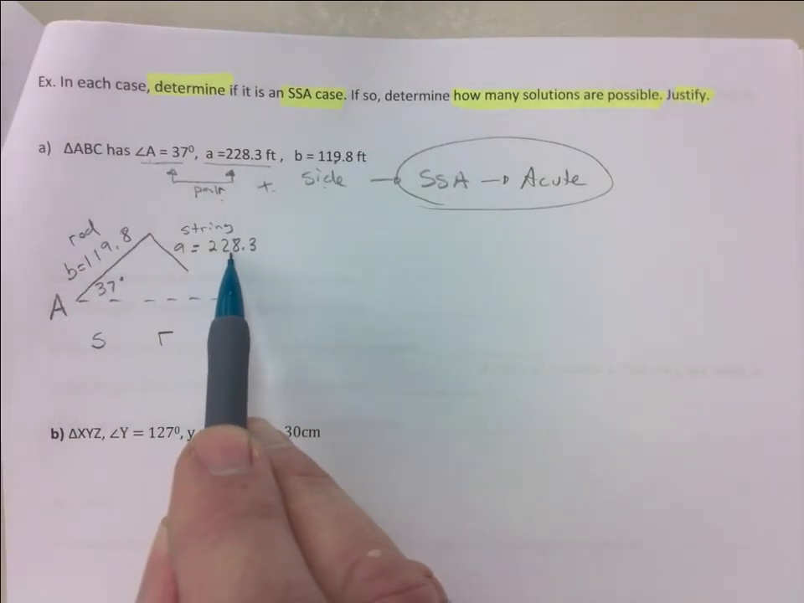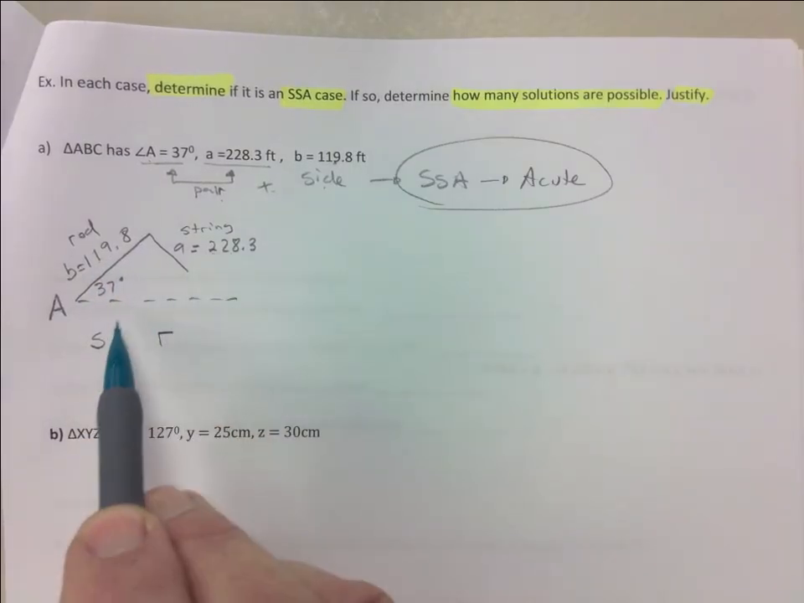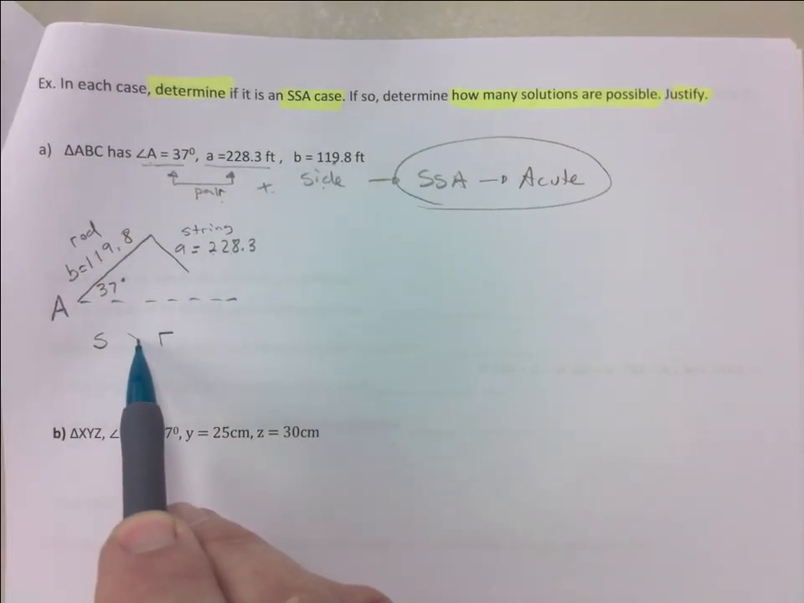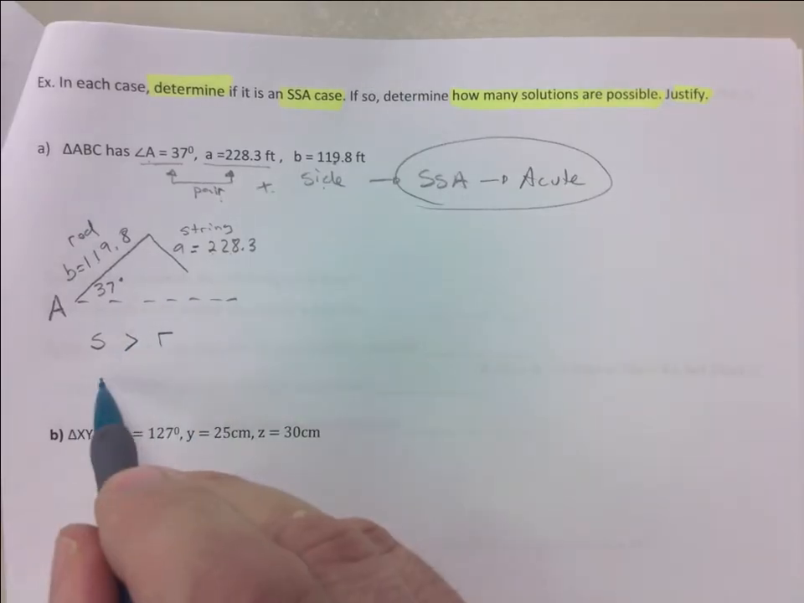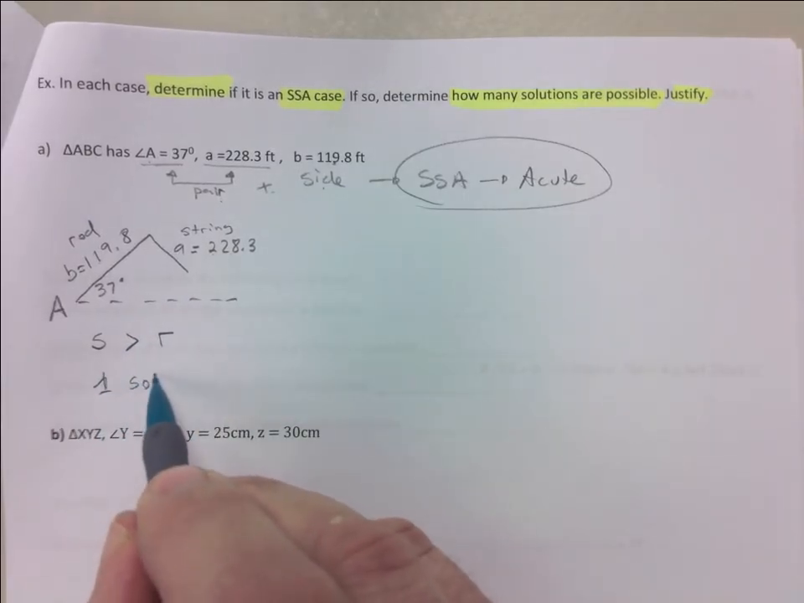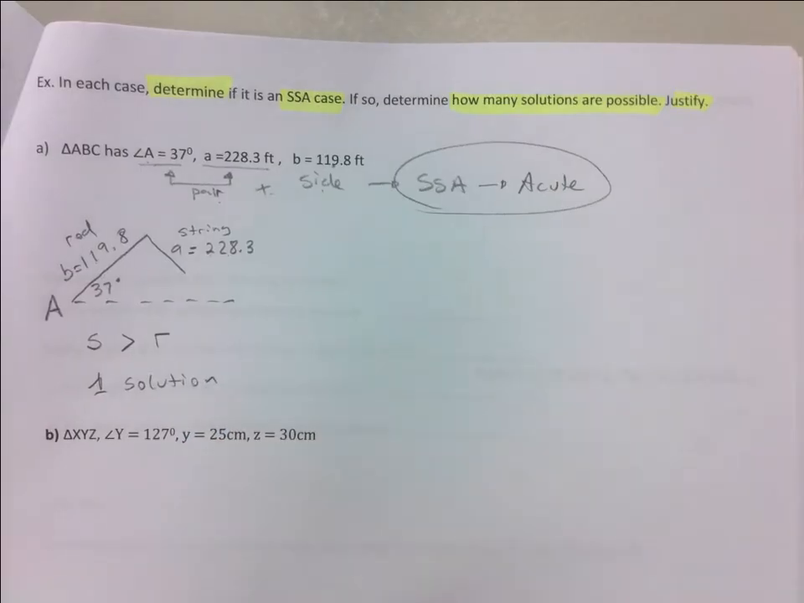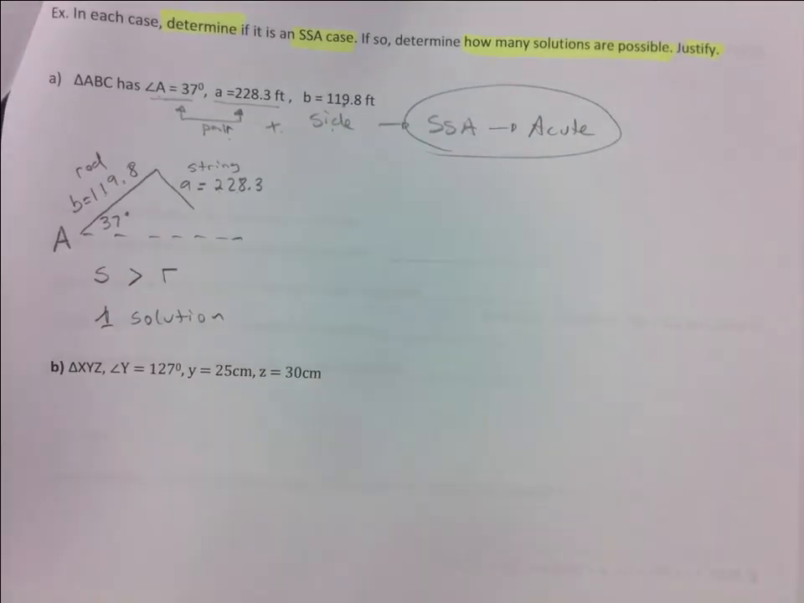What do we notice about the numbers? String is greater than the rod. One solution. Do I need to find the height? I don't. String. So this is the one you like the most. String is bigger than the rod. Let's go one solution. Okay? One more.